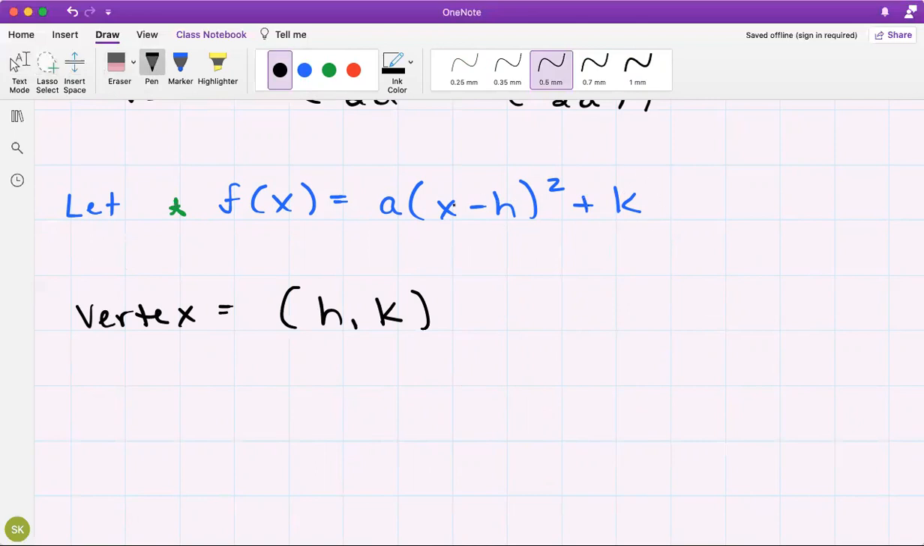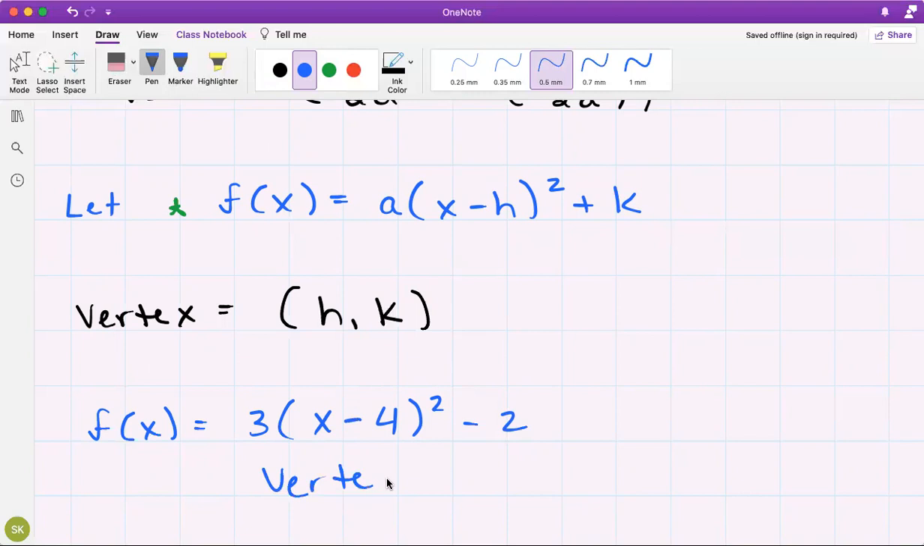So if I had x minus 4 minus 3, for example, so let's say the function was f of x equals 3 times x minus 4 squared, and then let's put a minus 2 out on this side. Then your vertex is going to be 4 comma negative 2. So I take the opposite of this sign, which is a positive 4, and then I keep the sign of this one, which is a negative 2. If I made this a plus 4, then you'd have to make this a negative 4. So we're going to do some examples of this in just a second.